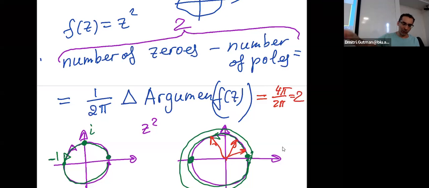So any vector must complete an integer number of 2 pi's rotation. It ends up at the same point, which means it will be a multiple of 2 pi. But the question is, what is the multiple? In this case, this multiple is equal to 2.